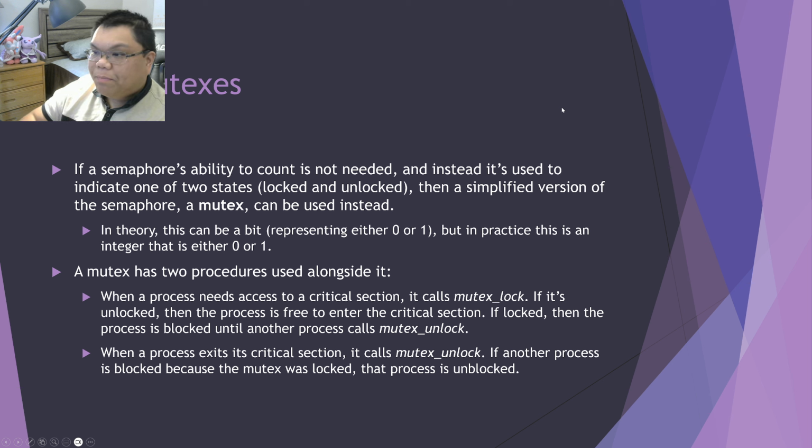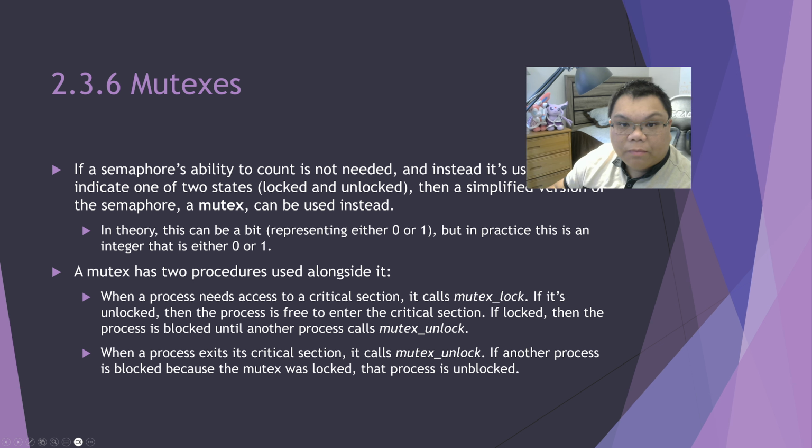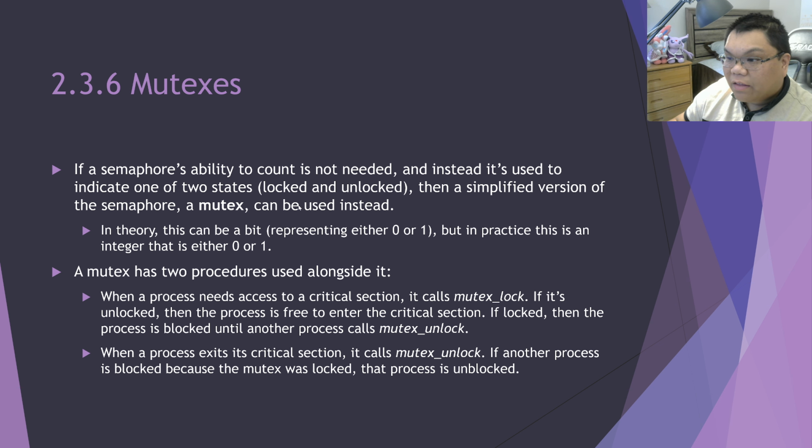If a semaphore's ability to count is not needed, and instead it's used to indicate one of 2 states, locked and unlocked, then we have a simplified version of that semaphore. It's called a mutex, short for mutual exclusion. In theory, we can represent a mutex using a Boolean value, so 0 or 1, but in practice it's just an integer value that's either 0 or 1.